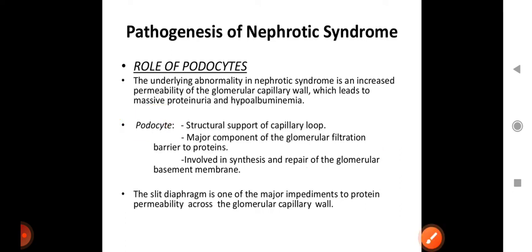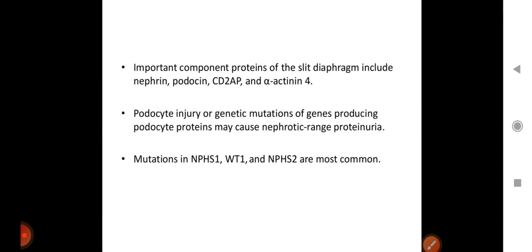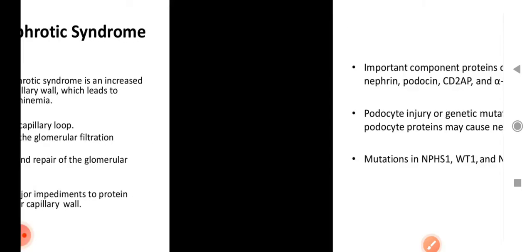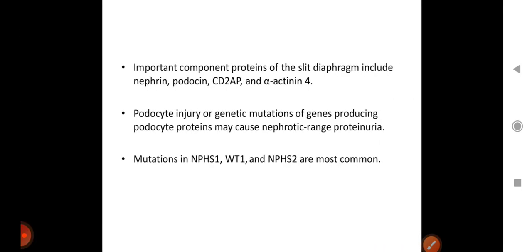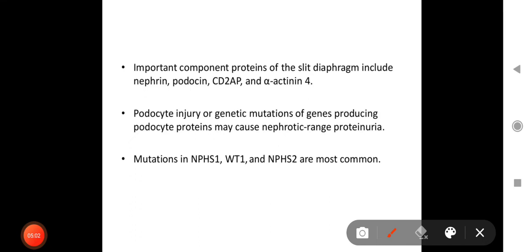So podocytes are the determining factors of loss of protein or albumin in urine, and this is the center of pathogenesis of nephrotic syndrome. Important component proteins of the slit diaphragm include nephrin, podocin, CD2AP and alpha-actinin 4. These proteins usually play a pivotal role in the development of nephrotic syndrome.